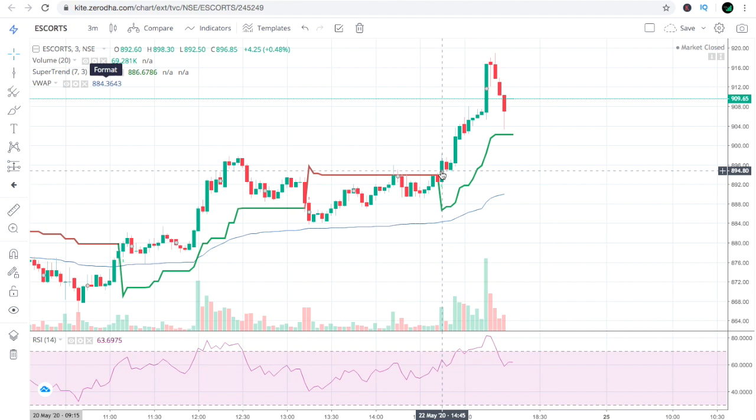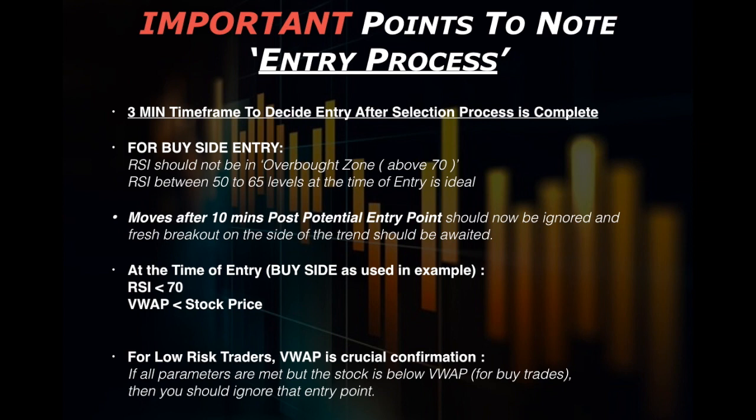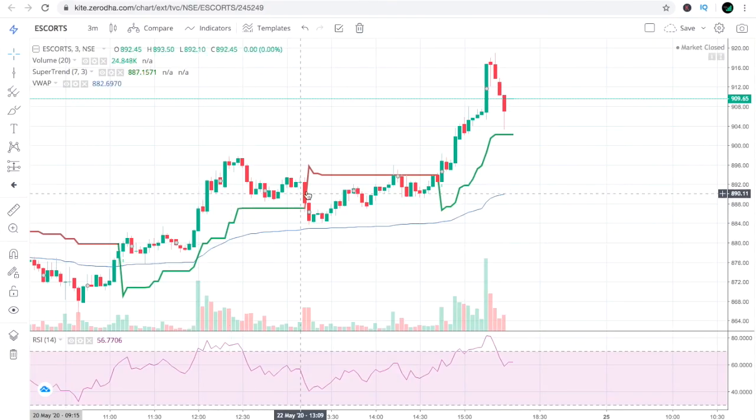Now we will have to check other parameters to verify whether this qualifies as an ideal entry point. Here, at the time of entry, buy side as used in the example, RSI should be less than 70 and volume weighted average price should be below the stock price. For low risk traders, volume weighted average price is a crucial confirmation. If all parameters are met but the stock is below volume weighted average price for buy trades, then you should ignore that entry point.